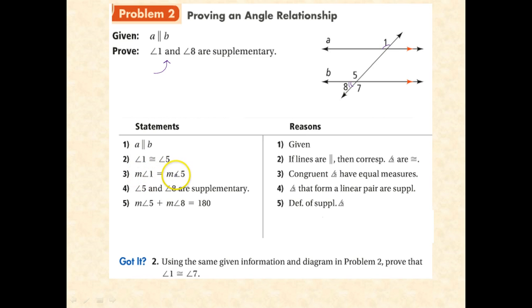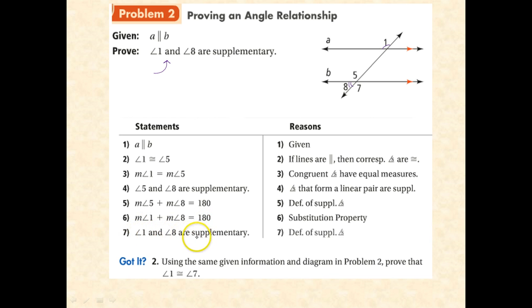Well, right here I have the fact that the measure of angle 1 is equal to the measure of angle 5. So I can use the substitution property of equality to substitute the measure of angle 1 in for the measure of angle 5. Now that I have the measure of angle 1 plus the measure of angle 8 equals 180 degrees, well, that's the definition of supplementary angles. So I can now say that angle 1 and angle 8 are supplementary by the definition of supplementary angles. QED! Alright, pause and see if you can work out this proof.